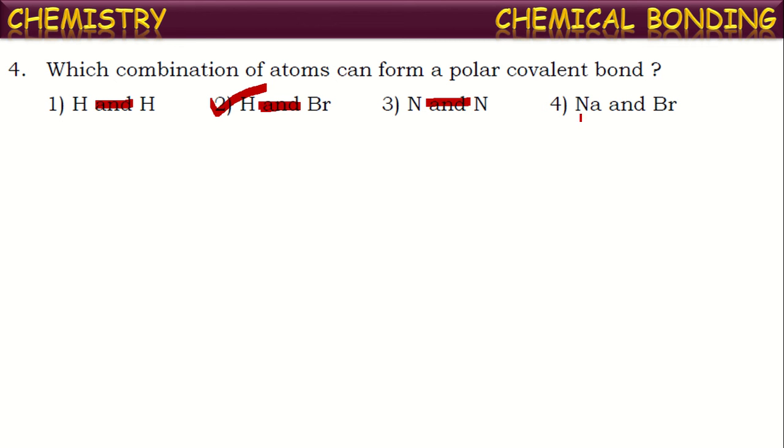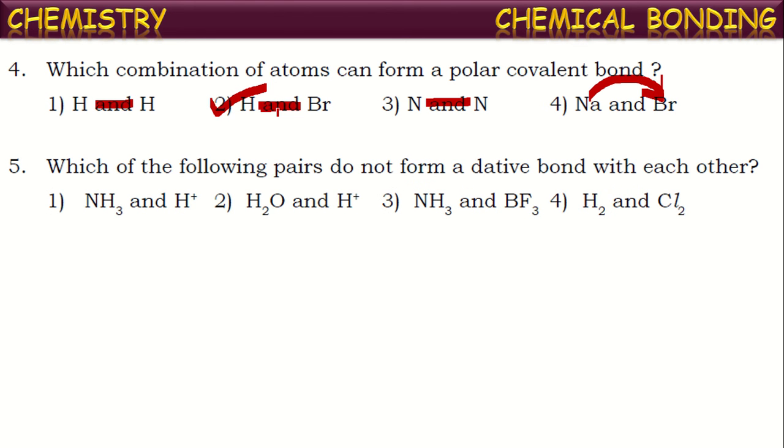Whereas if you say Na and Br, sodium is a metallic element which is ready to lose electrons. Bromine is a non-metallic element which is ready to accept electrons. So transfer of electrons occurs here, resulting in the formation of an ionic bond. So no question of a covalent bond here. An ionic bond is formed in the case of sodium and bromine. So only in the case of H and Br, a polar covalent bond can be formed.